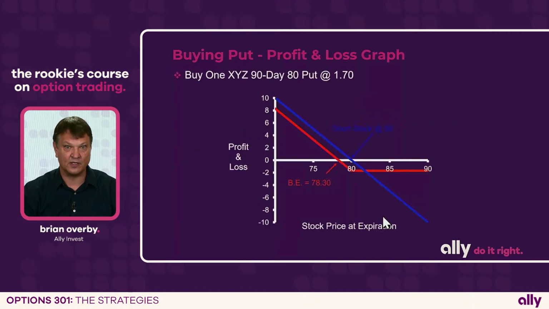And this is what the profit and loss graph would look like at expiration. You need to get down to 80 minus 1.70, 78.30. If you're short stock, you have substantial profit all the way down to zero, unlimited risk on the upside as the stock goes up in price overall. Great alternative if you do want to get short on a particular stock. Buying a put option is a very interesting alternative to shorting a stock outright.